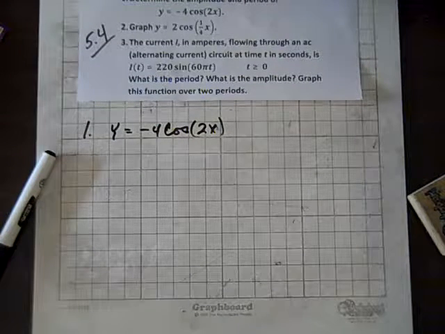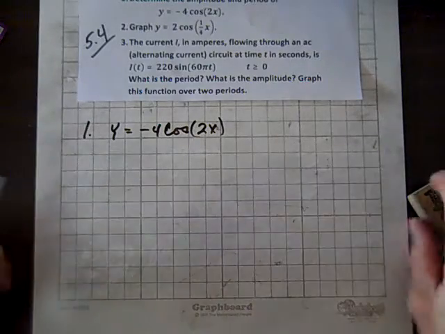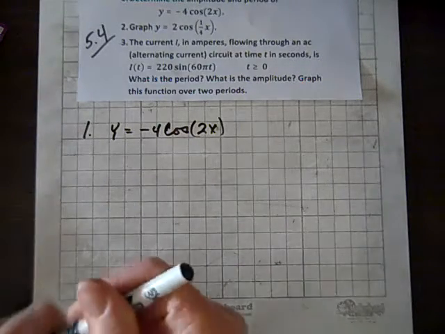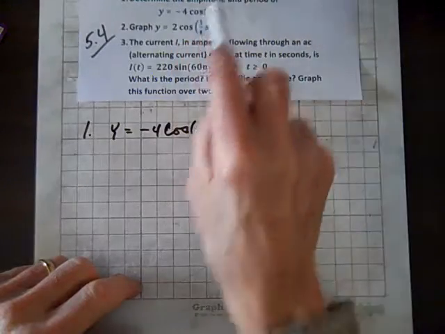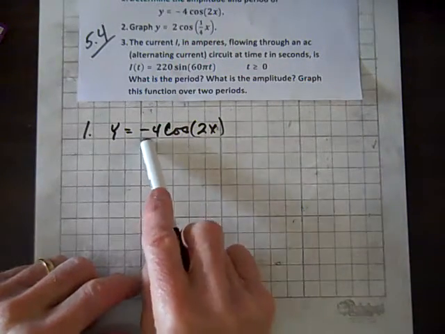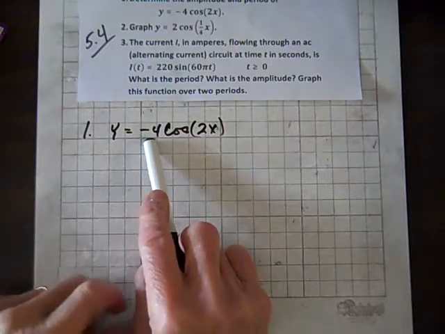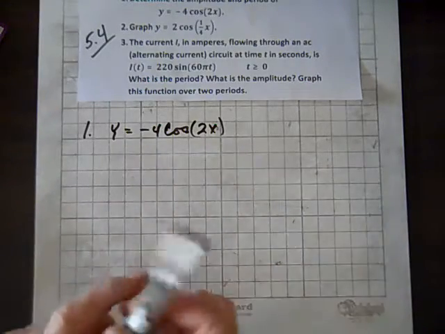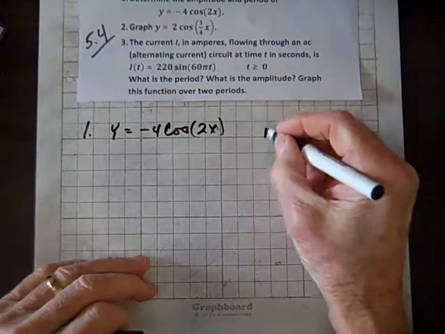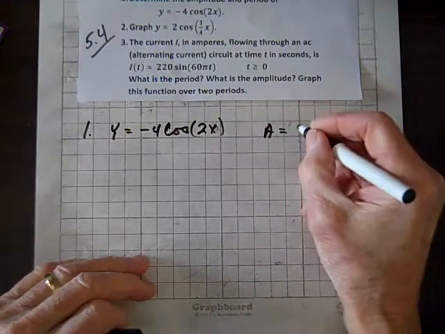Well, now we're doing the review for section 5.4, and we were asked to find the amplitude of this thing. Well, the amplitude is the absolute value of whatever the coefficient is on the trig function, so the amplitude equals 4.